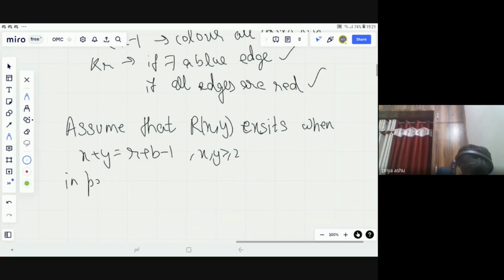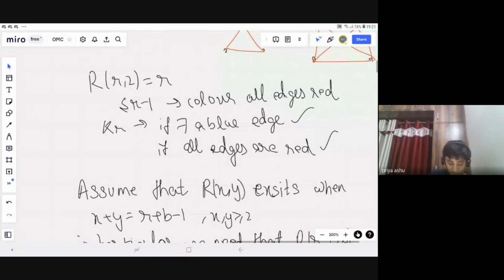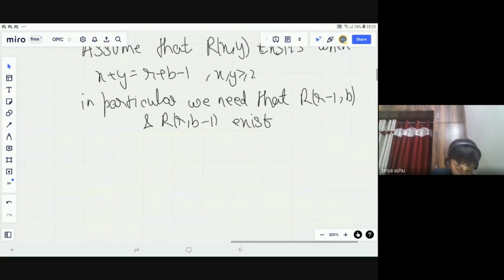And in particular, we need that R(R-1,B) and R(R,B-1) exist. This is the reason we got rid of the R(R,2) cases first, because otherwise you would have something like R(R,1), which we didn't define. So now we know that R(R-1,B) and R(R,B-1) both exist. Now with this we can prove that R(R,B) exists.